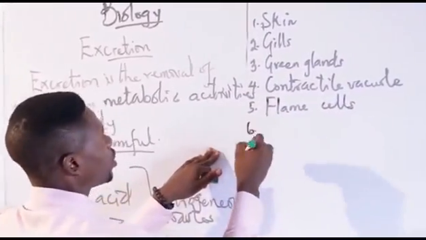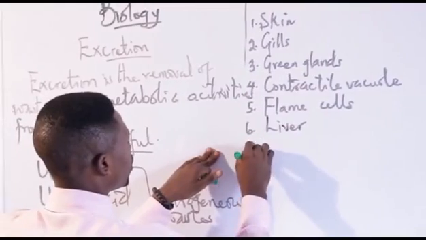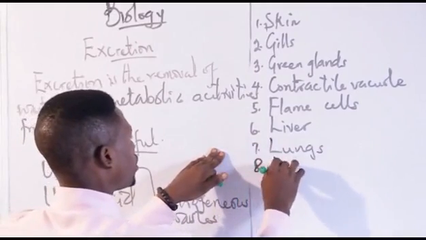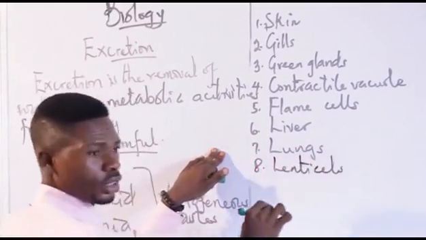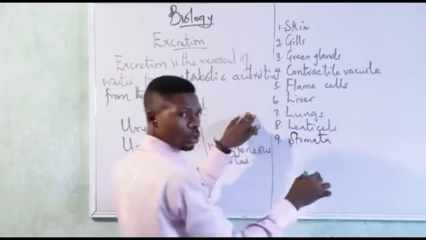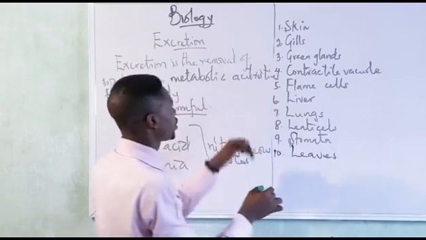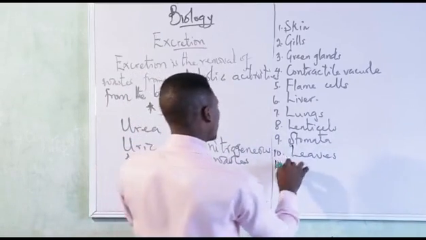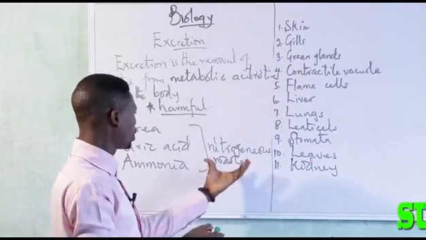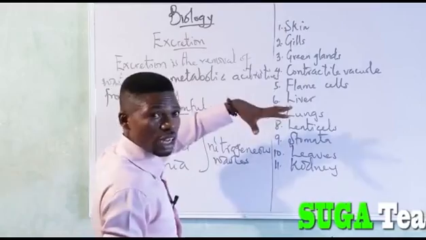You can also have your liver. You can have the lungs. You can have lenticels. This is another one too. You can have stomata. You can have even your leaves. Then you can have the kidney, which is where we are going today. Do not forget, I said we'll be looking at how urine is formed in the body. This is just a rundown of a few.